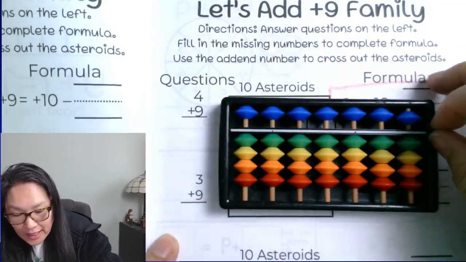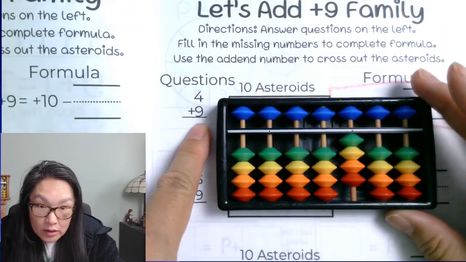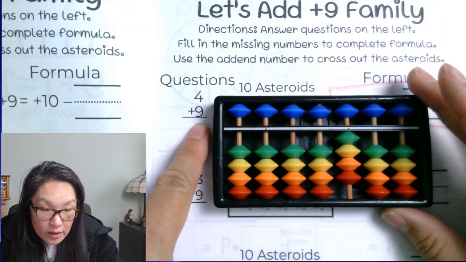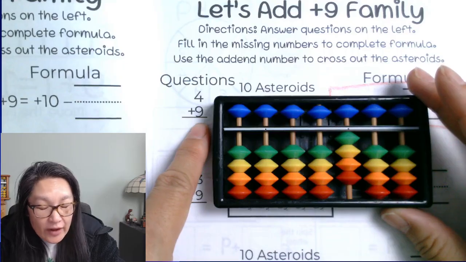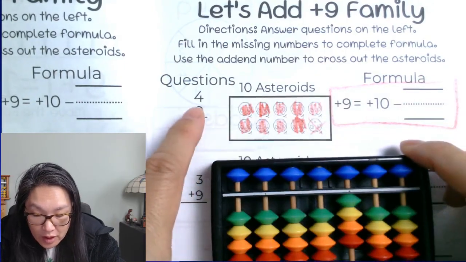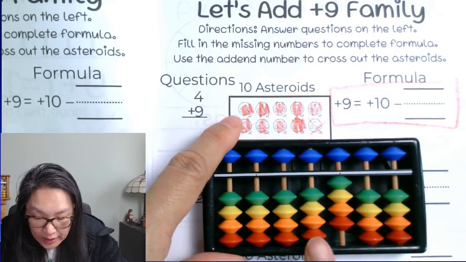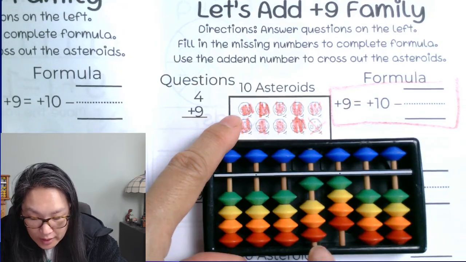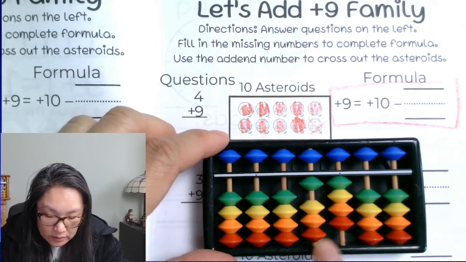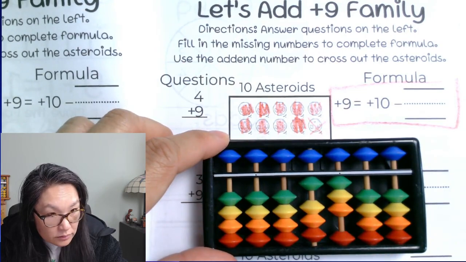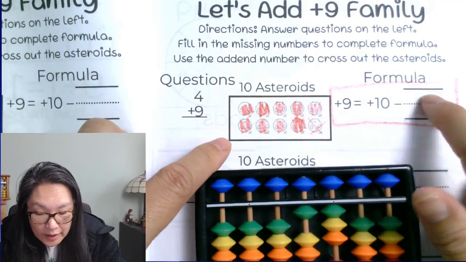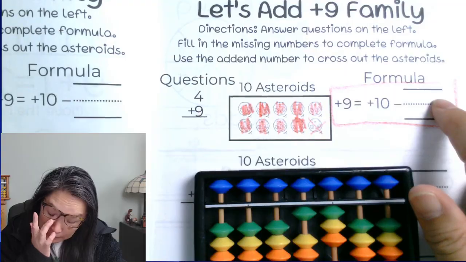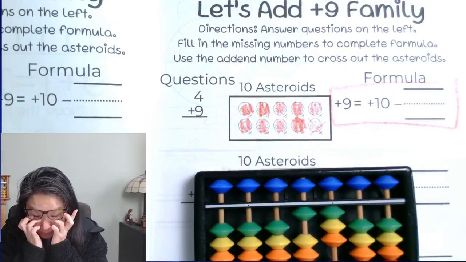And then this one is how to regroup 9. So my question is 4. Do I have enough to add 9? No. What do I do? I have to go to the asteroid belt. And I made another story. I go to the asteroid belt, I add the 10. So I add the 1, but I need to take away 1. So I take away 1. And my answer is 13. And then I would put 13 here, but I'd have the formula here. So that's what I got.